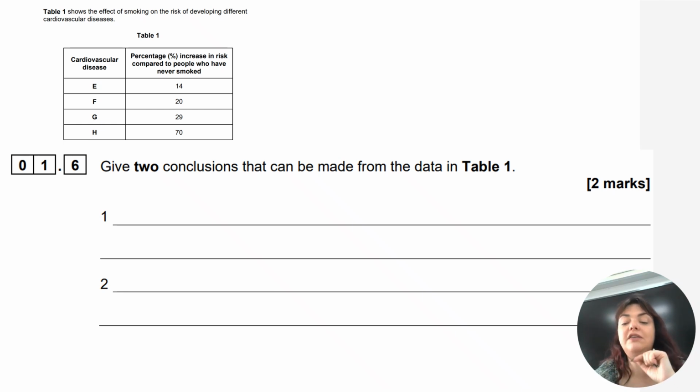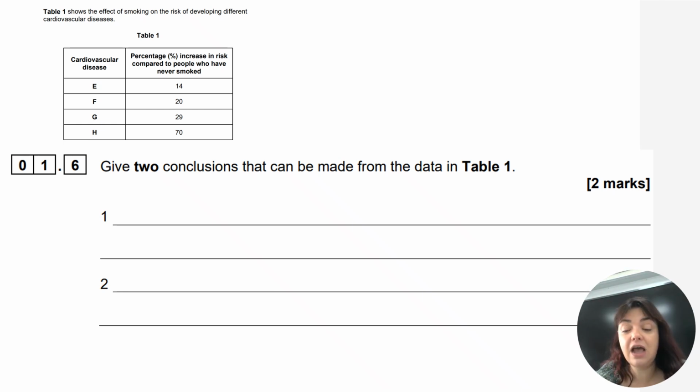So these are 4 different cardiovascular diseases, and it's comparing the increased risk to somebody who has never smoked. For cardiovascular disease E, if you've smoked, you are 14% more likely to have the disease. With F, if you've smoked, you are 20% more likely to have the disease than somebody who's never smoked. G, 29%, and H, 70%. So some conclusions can be made from this data.